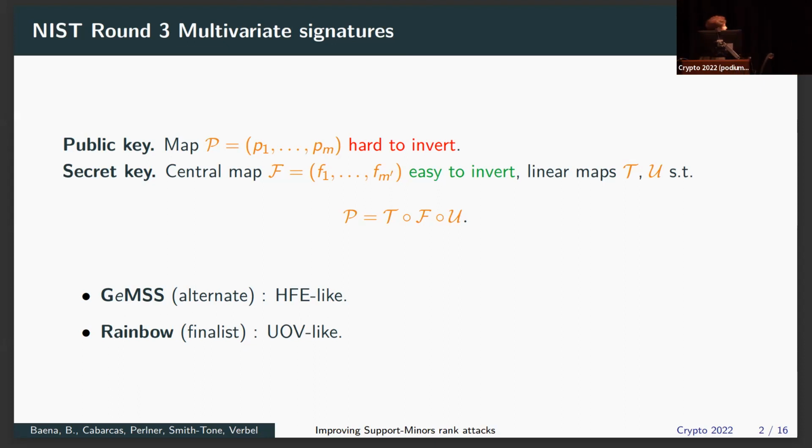And basically, the main difference between GeMSS and Rainbow is how this big F map is constructed. GeMSS relies on the very old HFE construction. And Rainbow, you have already heard about it several times this week. It is a variant of the oil and vinegar signature scheme.